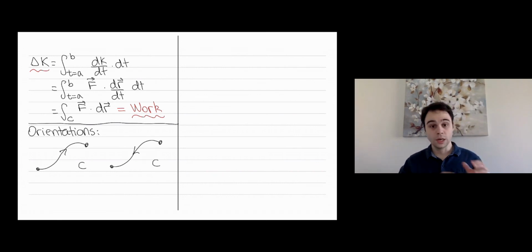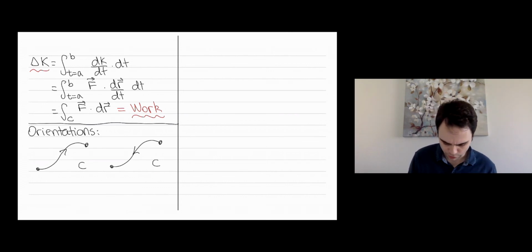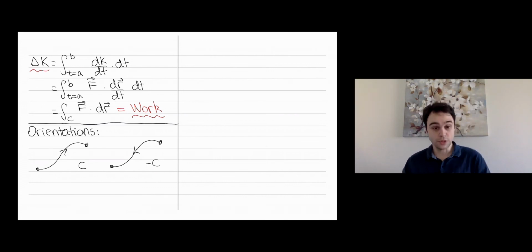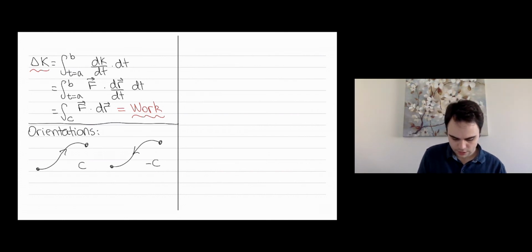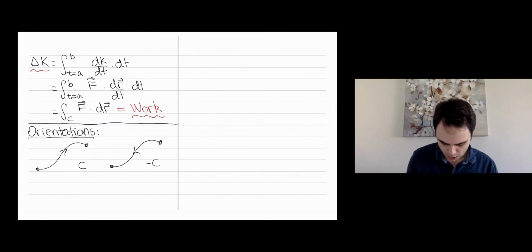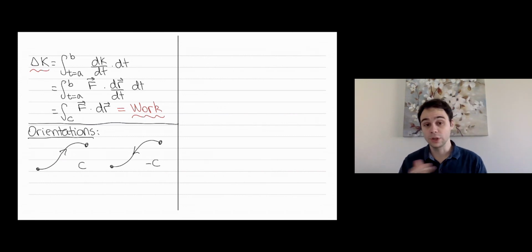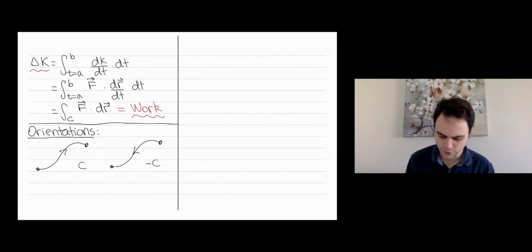Right, so when I have this situation, the same curve twice, but the second time with the opposite orientation, I'll just denote the curve with the opposite orientation minus C. And I'd like to record here what happens, so how orientations affect the two integrals that we've learned.